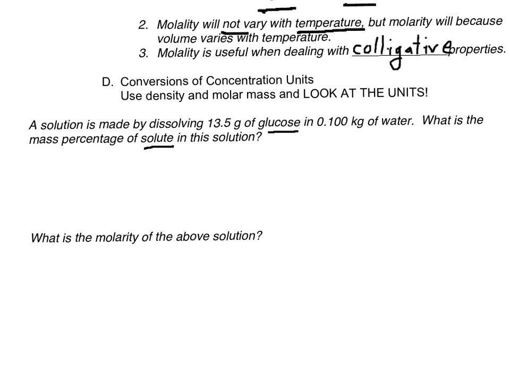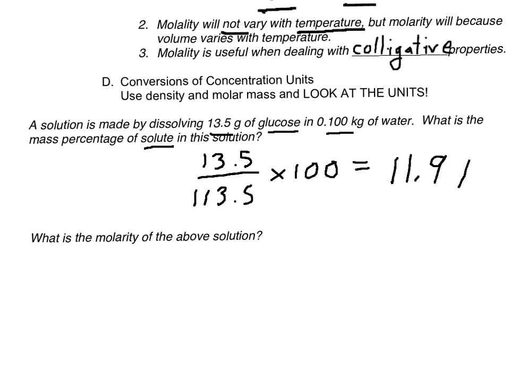So we're going to take the mass of glucose, mass of our part, 13.5 grams, divide it by the mass of our solution, which is going to be our total mass, 13.5 grams of glucose plus the 0.1 kilograms of water, which is the same as 100 grams of water. So this is going to be 113.5 grams. This is a percentage, so we're going to multiply it by 100. And when we get done with this, we get a percentage of about 11.9%.